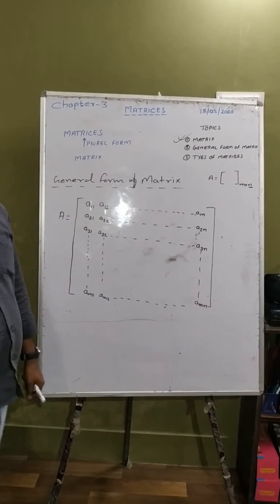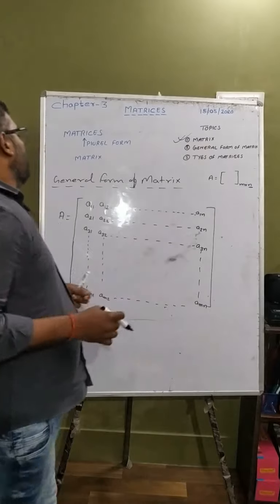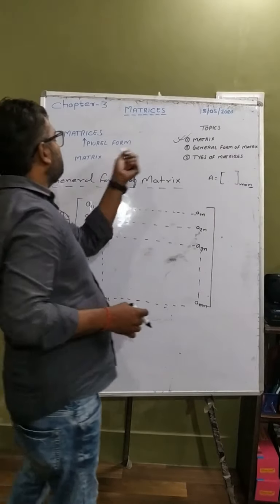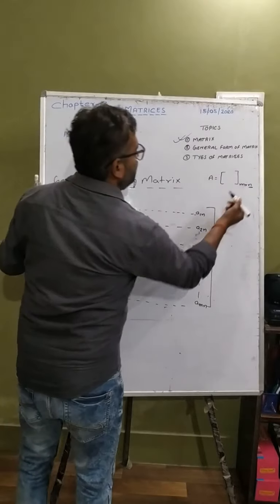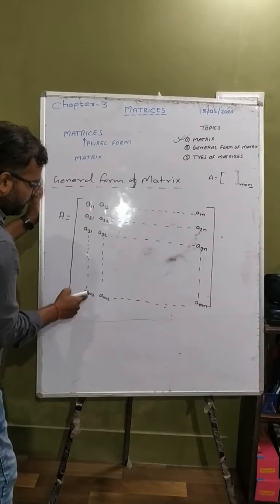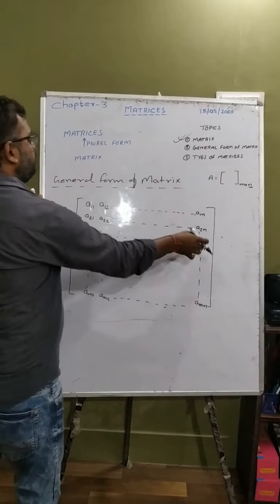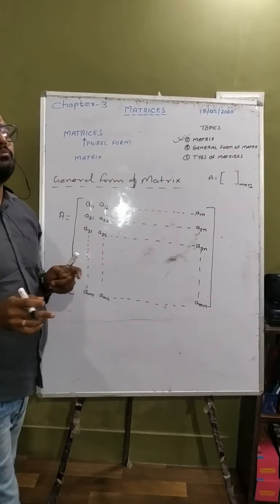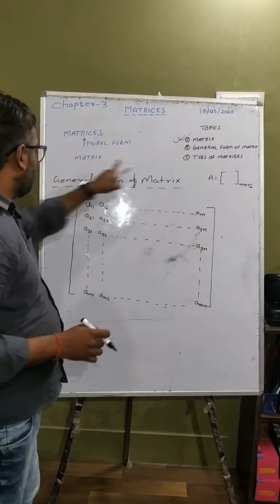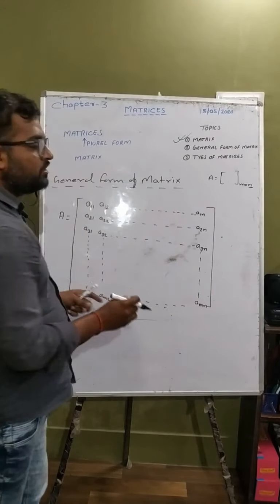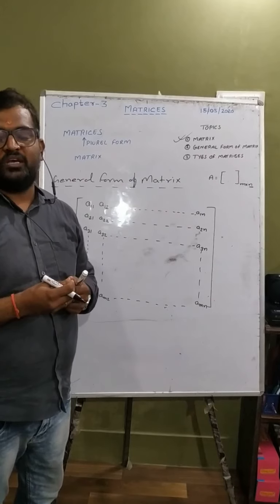Clear to everyone? Okay. Now what is the meaning of the general form of a matrix? Suppose I am going to take from the first row to the mth row. The meaning of the general form of a matrix is to write the given matrix, this whole terminology, in the shortest form.